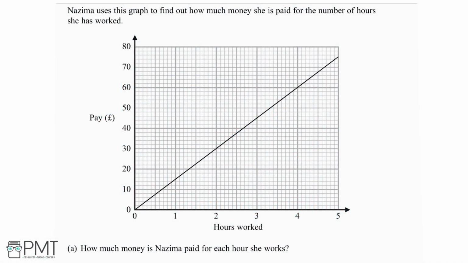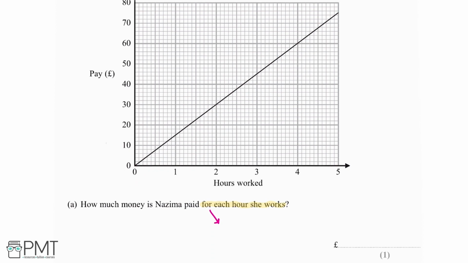Nazima uses this graph to find out how much money she has been paid for the number of hours she has worked. Part A says how much money is Nazima paid for each hour she works. We can see that the amount goes up linearly, because our graph is a straight line here. So essentially, we can work out how much she gets for 1 hour of work.